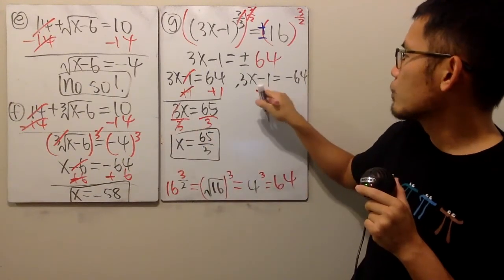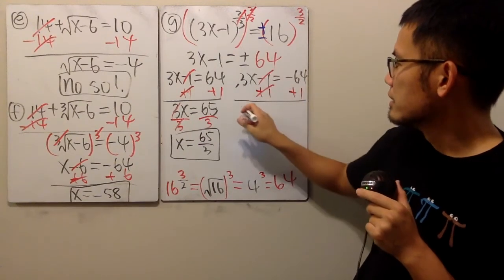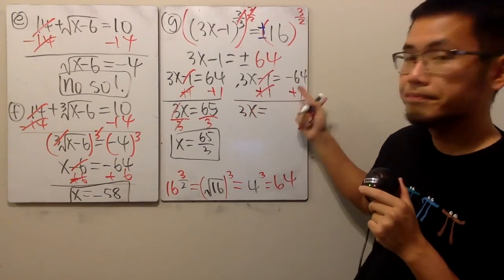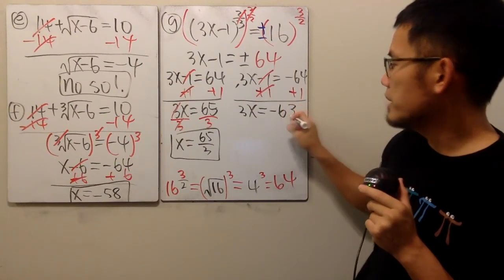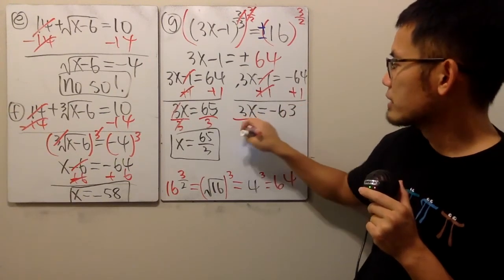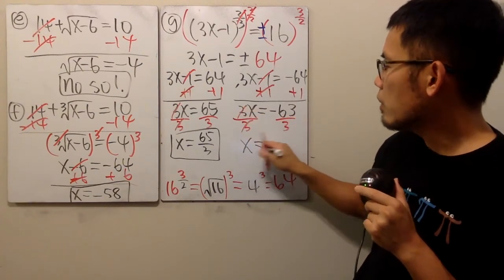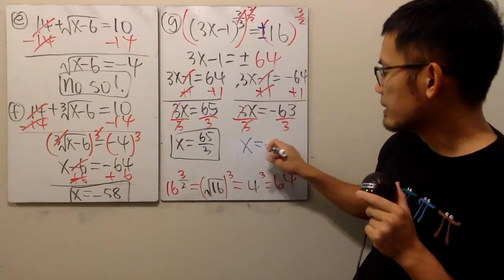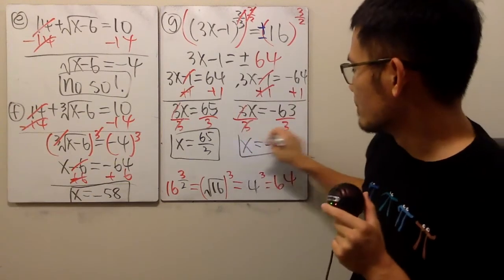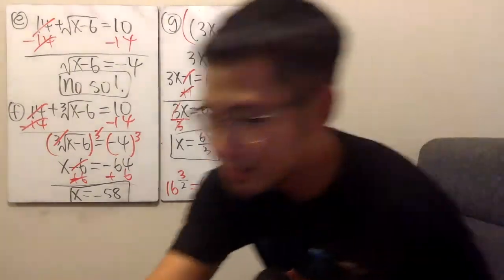Here, add 1 on both sides. They cancel. And you see, this is 3x equals negative 64 plus 1. We get negative 63. Then divide both sides by 3. This and that cancel, and we get x equals negative 63 divided by 3. We end up with negative 21. This is doable. That, we cannot reduce. Then anyway, that's the answer for that.